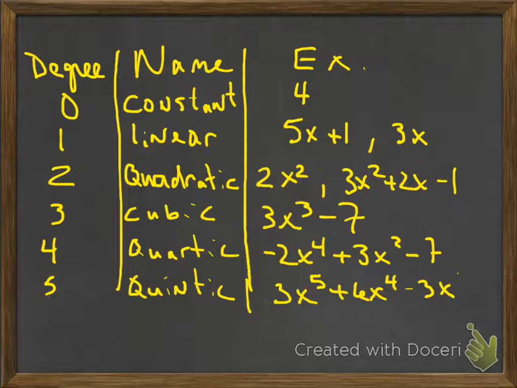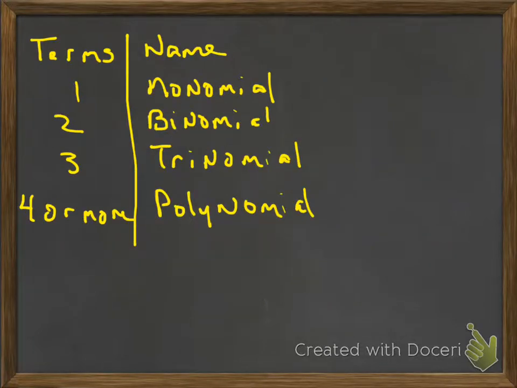Now, for the names based on the terms: if it has one term, we already know that's a monomial. 2 terms is a binomial. 3 terms is a trinomial, and 4 or more, we'll go ahead and say polynomial.